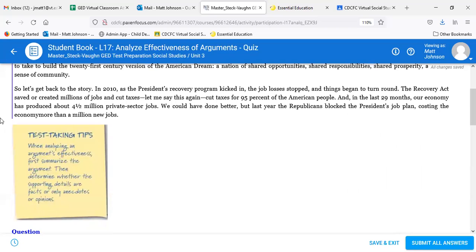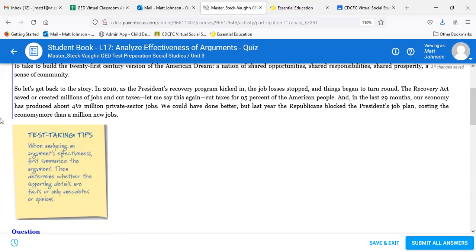Okay, and our test taking tips. So when analyzing an argument's effectiveness, first summarize the argument. So that's what we just did, right? Why is Bill Clinton speaking? When we're talking about things like a Democratic National Convention, we're talking about campaign speeches, we can already start narrowing things down. Well, this is probably a persuasive speech. They're probably wanting us to vote to re-elect Barack Obama.